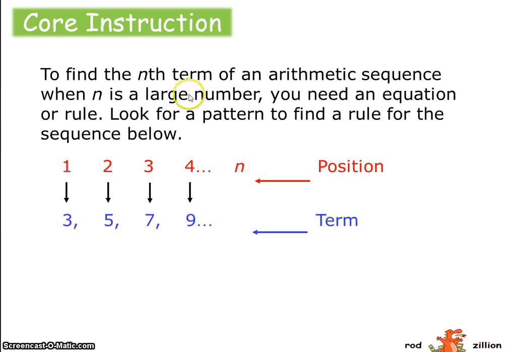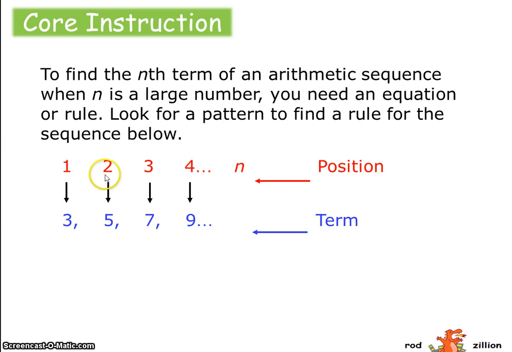So to find the nth term, that means whatever term we're looking for of an arithmetic sequence, when n is a large number, you need an equation or a rule. We don't want to sit there and add the same common difference 30 or 40 times. That would be inefficient. So we're going to look for a pattern to find a rule for the sequence below.